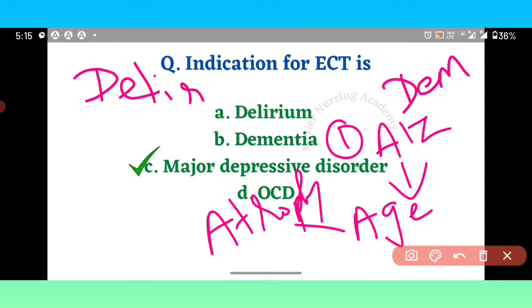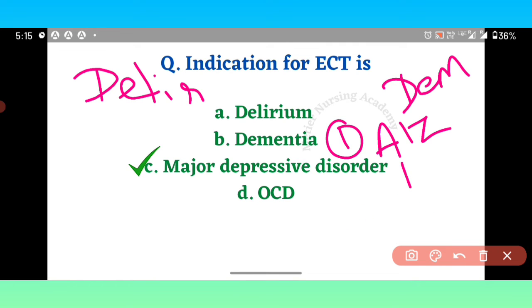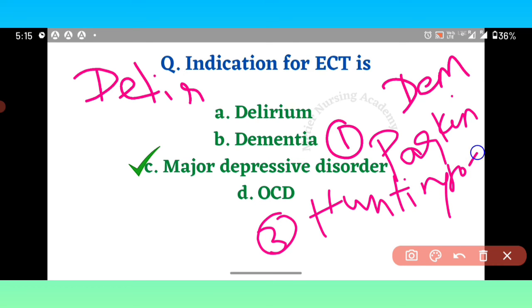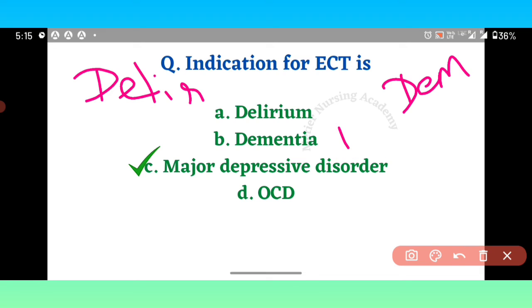The next disease condition where we can see dementia is Parkinson disease. You know what will happen in Parkinson disease? Decreased level of dopamine, increased level of acetylcholine. So imbalanced motor problems will be there. And the next disease condition where we can see dementia is Huntington's disease. Here also there is progressive damage to the brain cells. So these are all the differences between dementia and delirium.